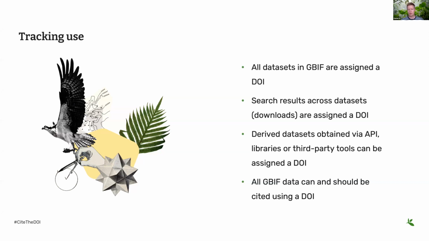But when users search for data on GBIF, find what they're looking for and download that data, that download or the search result is also assigned a DOI. Any data that is obtained through another source, whether it's a synchronous API call, a software library, or a third-party tool, can also be assigned a DOI later on, assuming that they have saved the necessary metadata. But the bottom line is that all data that comes from GBIF can and should be cited using a DOI.